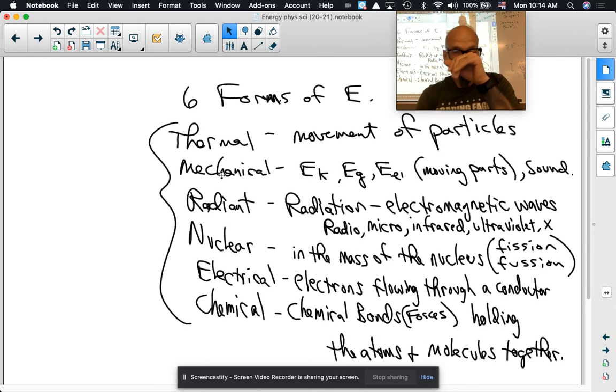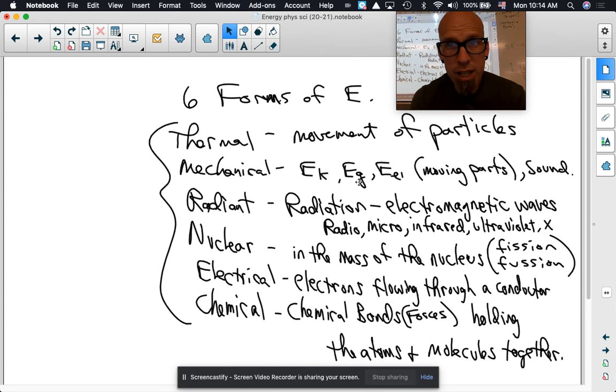Mechanical. So when we're talking about mechanical, we're talking about all the stuff that we've been talking about in terms of kinetic. Anytime something's moving, we have kinetic, which again, could be moving parts of a machine of some kind, the parts of a car and the motor and the transmission. That's all mechanical, kinetic movement. Sound would be a kinetic or movement thing.